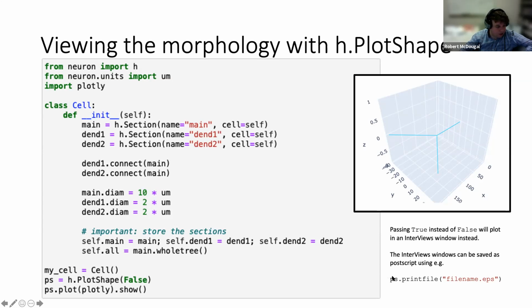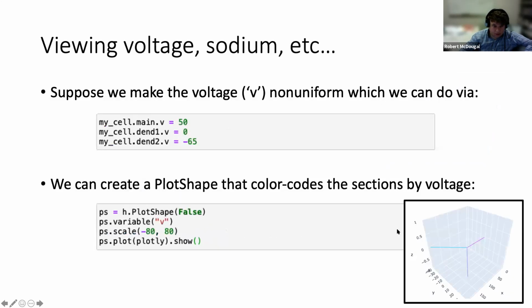And just to point this out, if you have a given plot shape, you can always save it to a file using the plot shape.print file, and then just give it a file name, and it'll save it there. It saves it as an encapsulated PostScript file. But so the point here is anything that you define here, you can view in the graphical tools. You can mix and match what you're doing in the code and what you're doing in the GUI tools.